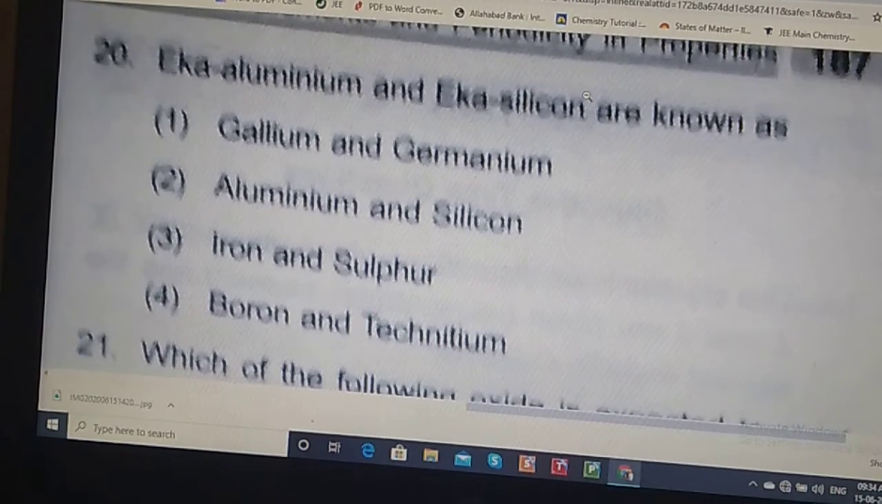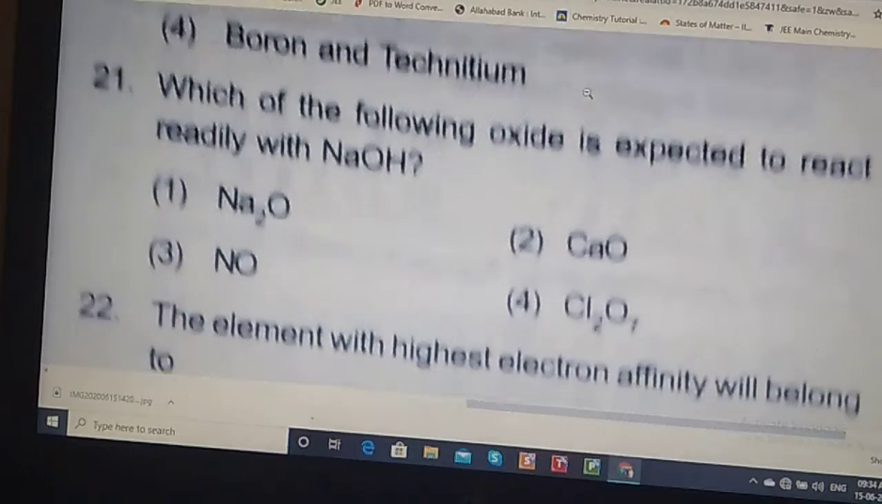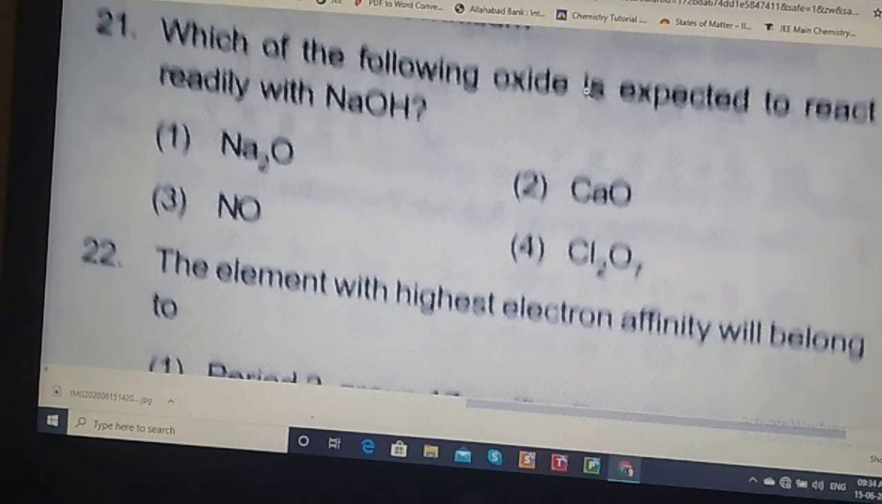Nothing to memorize here. Okay, now question number 21. Which of the following oxides is expected to react readily with NaOH?